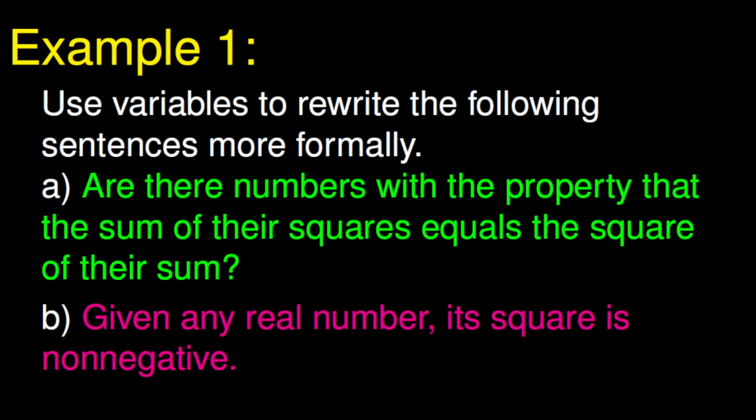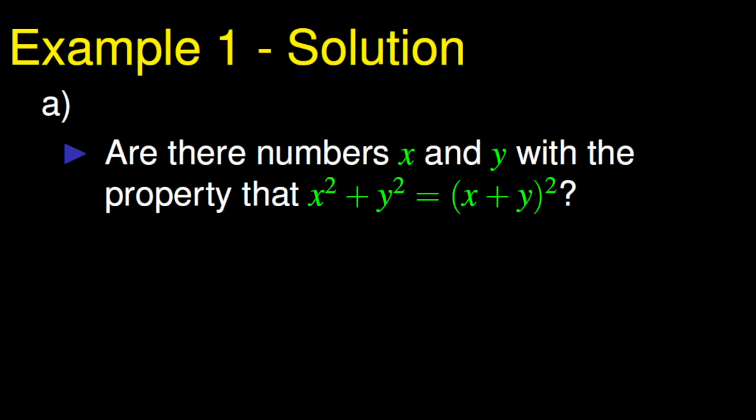Let us look at this first example. In this example, we are asked to use variables to rewrite the following sentences more formally. The first sentence is, are there numbers with the property that the sum of their squares equals the square of their sum? The second sentence is, given any real number, its square is non-negative. The first thing we can do is to introduce two variables x and y. Then we can rewrite the sentence as follows: are there numbers x and y with the property that x squared plus y squared equals the quantity x plus y, squared?